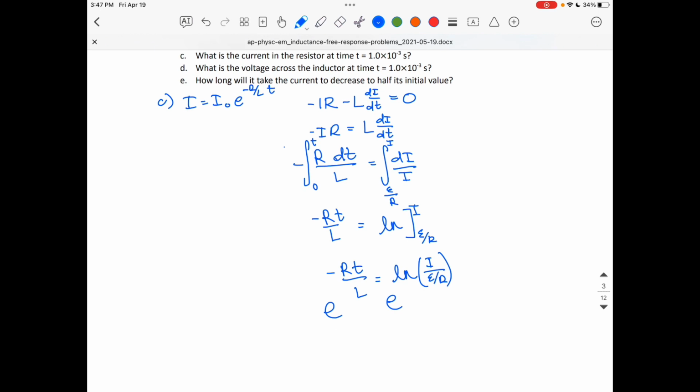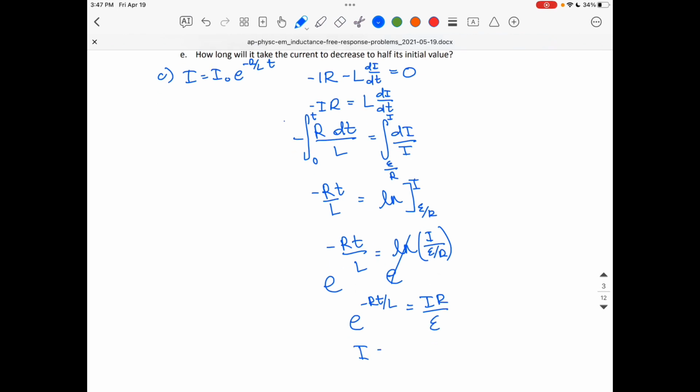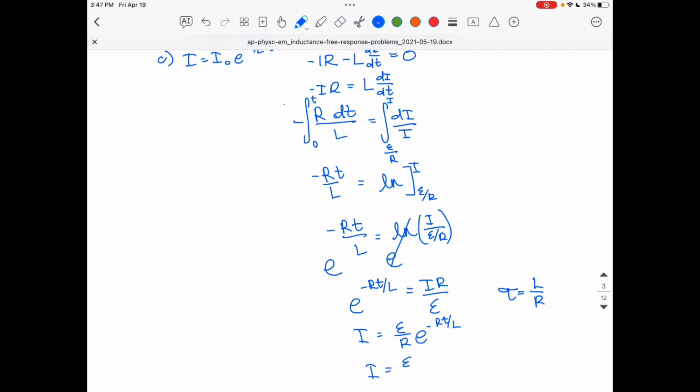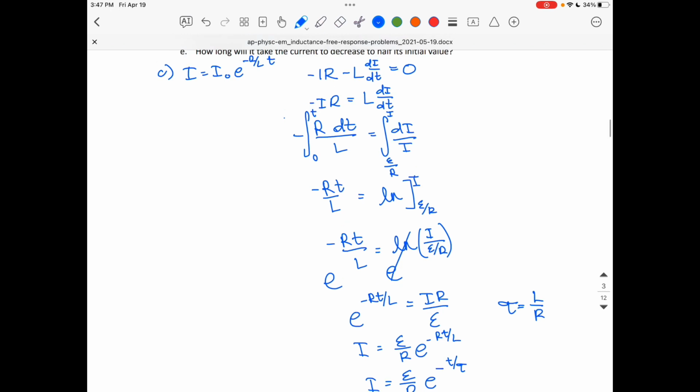And so that cancels that out, and we end up with e to the negative Rt over L is equal to IR over EMF. And since we're solving for I, we have EMF over R, e to the negative Rt over L. Just to introduce this to you because it might come up, tau is R over L, so you can rewrite this as EMF over R e to the negative t over tau, and then solve for L over R later. But this is your long equation that gets you this.